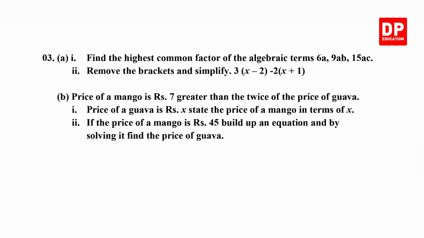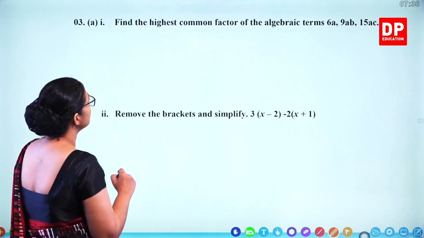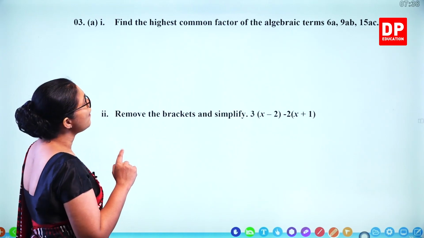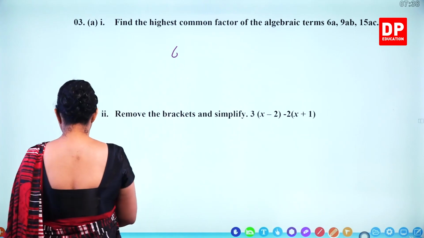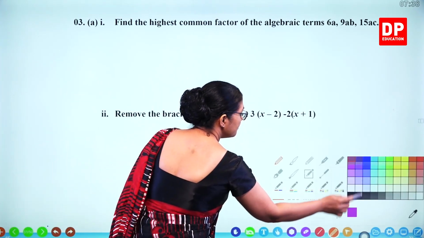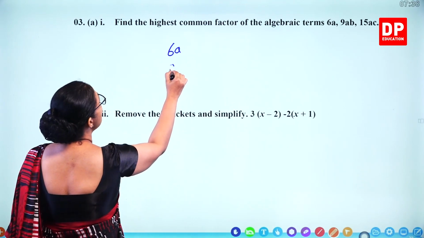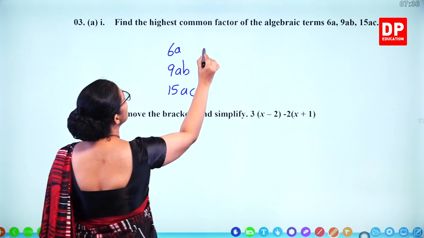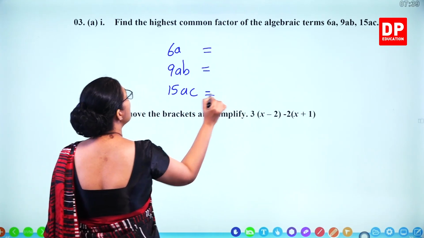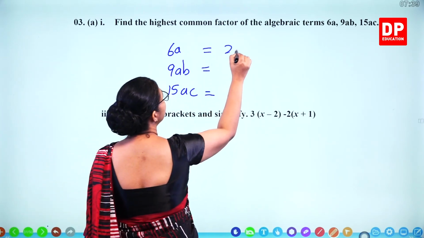Let's take question number 3. So you get 2 parts. Find the highest common factor of the algebraic terms 6a, 9ab, 15ac. Now you can find the prime factors. 6 means 2 times 3.